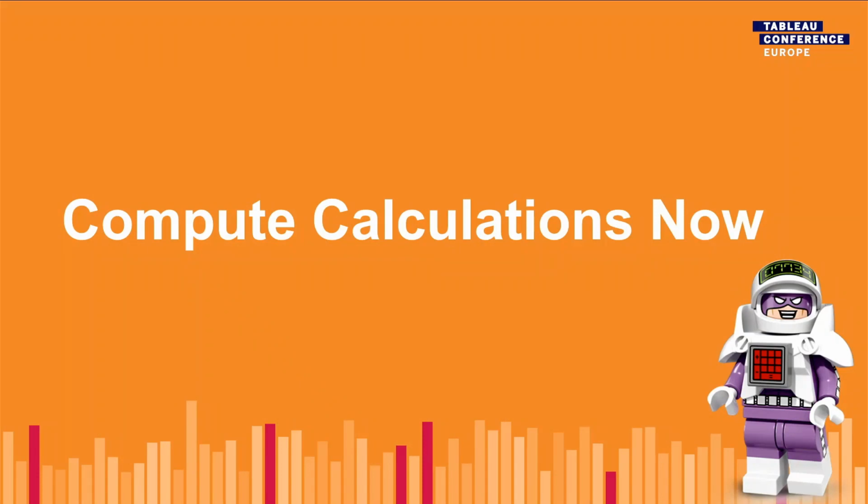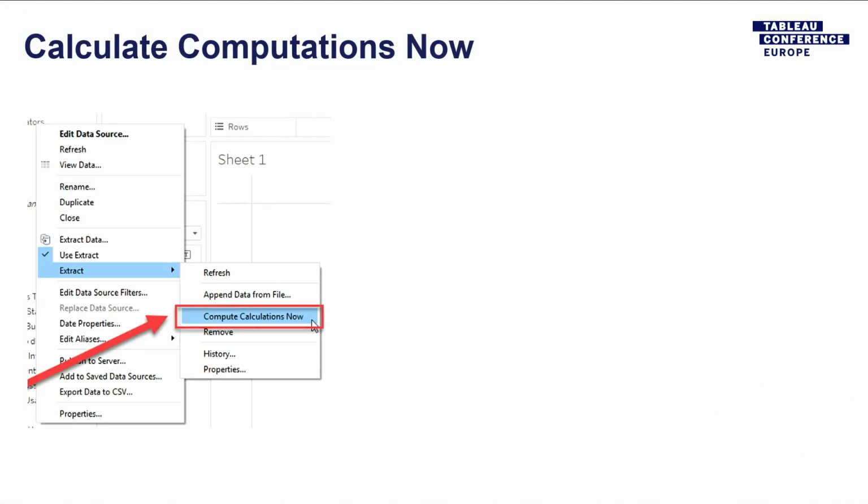And the other one is about the Compute Calculations Now button. Who knows what this feature does? I expected this answer because I think that we did a very good job of hiding it as much as possible, and I don't know why. What you have to do is right-click on the extract icon on your data source, then go to the extract submenu and select the Compute Calculations Now button. I think most customers I talk to don't know that this even exists, right? So if you take one thing away, that there is a button to do this, I think I did a good job here.